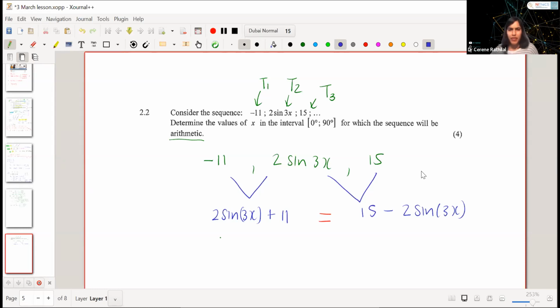Okay, so if I do this, then I will add 2 sine of 3x to both sides, and therefore I get 4 sine 3x. Okay, do you agree? And okay, I'll just do it step by step. Plus 11 equals to 15. Is everybody happy with this?